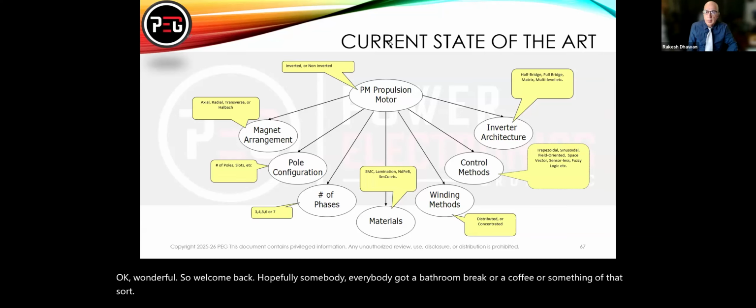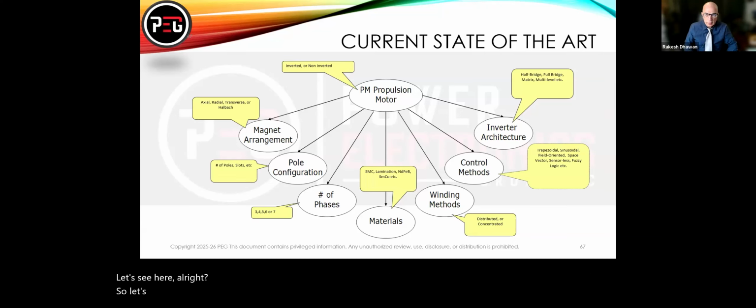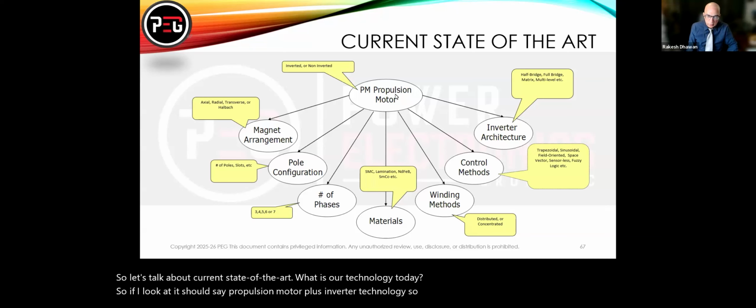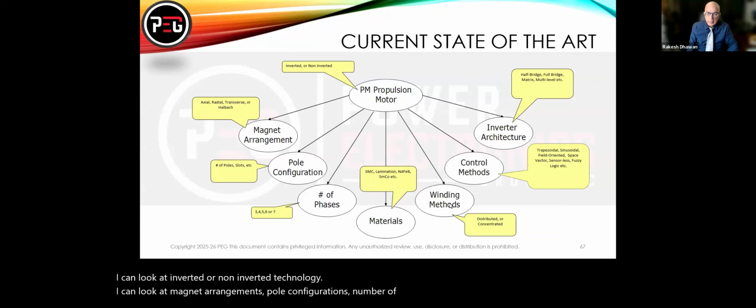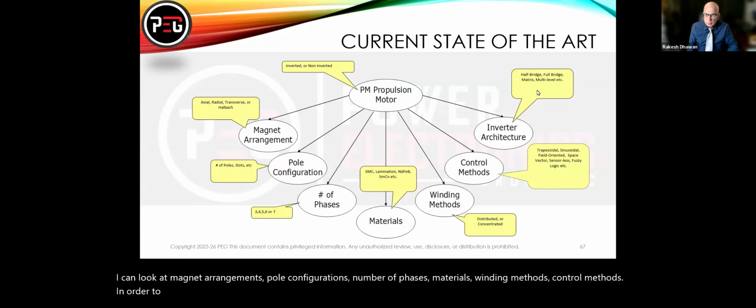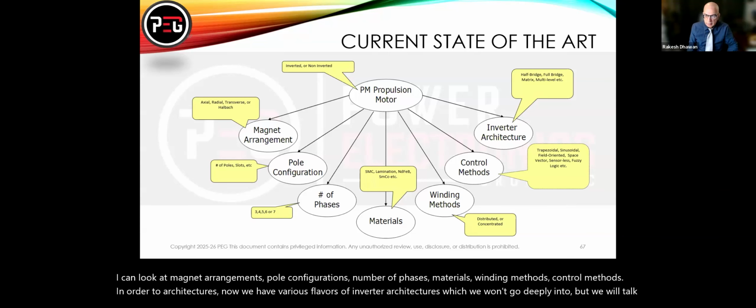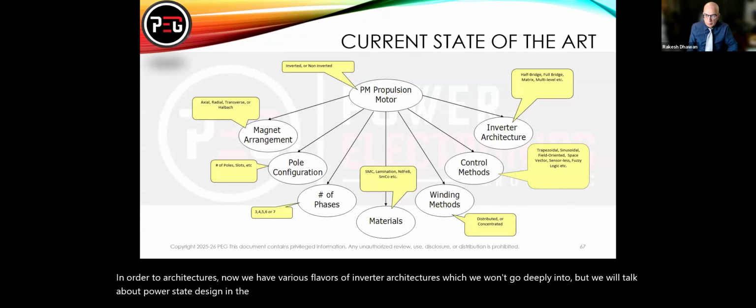All right, so let's talk about current state of the art. What is our technology today? It should say propulsion motor plus inverter technology. When I look at the technology, I can look at inverted or non-inverted technology. I can look at magnet arrangements, pole configurations, number of phases, materials, winding methods, control methods, inverter architectures. Now we have various flavors of inverter architectures, which we won't go deeply into, but we will talk about power stage design in the later part of the workshop.